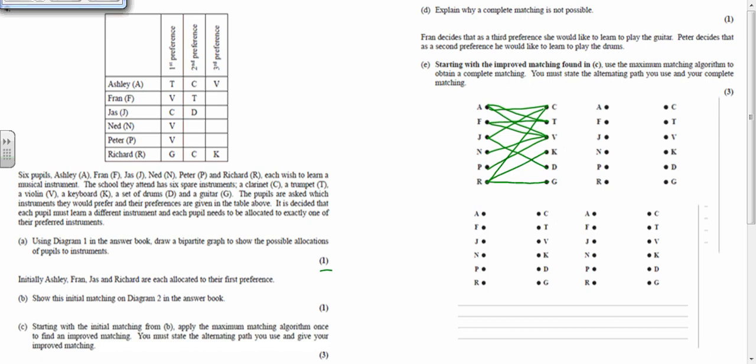Initially, Ashley, Fran, Jas, and Richard are each allocated to their first preference. So we've got to draw our initial matching on diagram 2. So Ashley gets T, Fran gets V, Jas gets C, and who's the other one? Richard gets G. Right there.